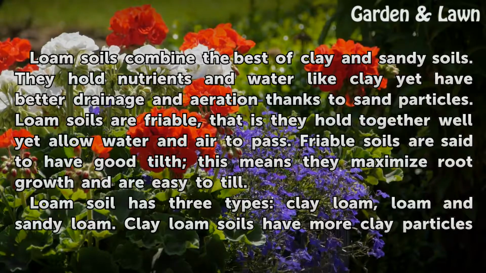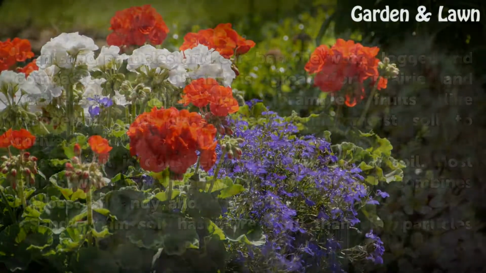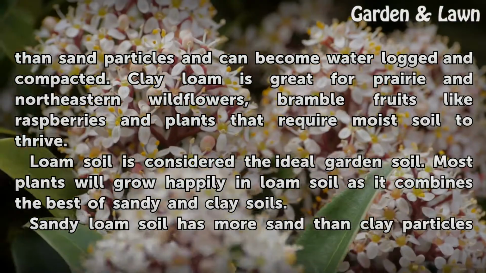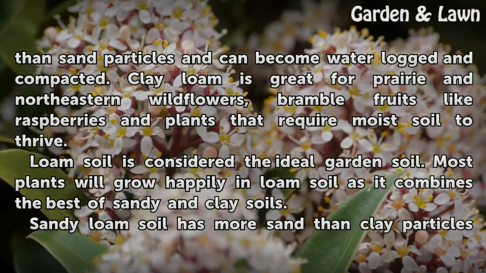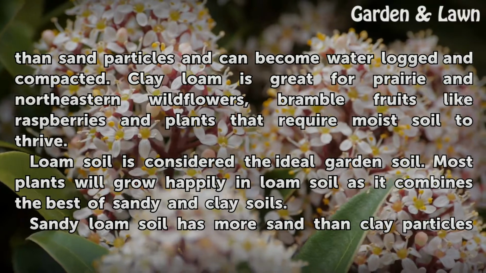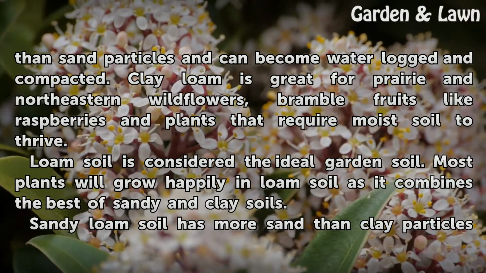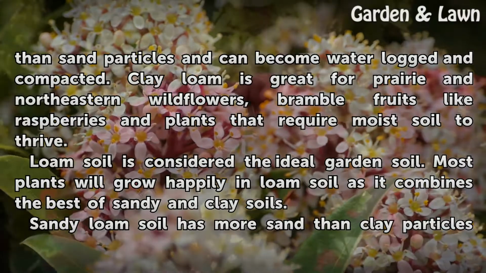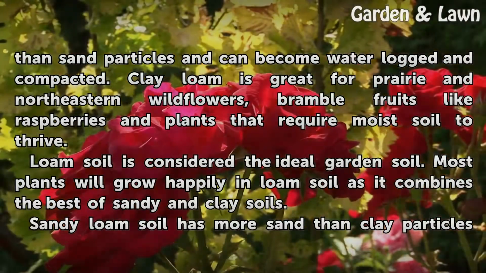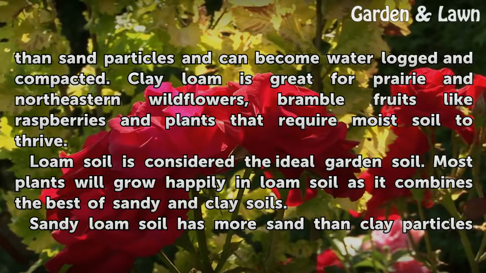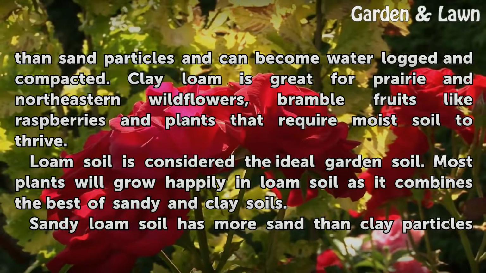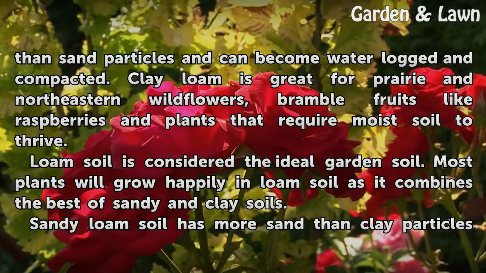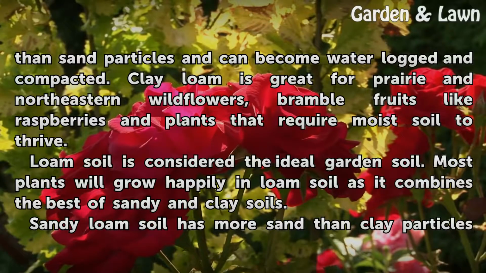Loam soil has three types: clay loam, loam and sandy loam. Clay loam soils have more clay particles than sand particles and can become waterlogged and compacted. Clay loam is great for prairie and northeastern wildflowers, bramble fruits like raspberries, and plants that require moist soil to thrive. Loam soil is considered the ideal garden soil. Most plants will grow happily in loam soil as it combines the best of sandy and clay soils.